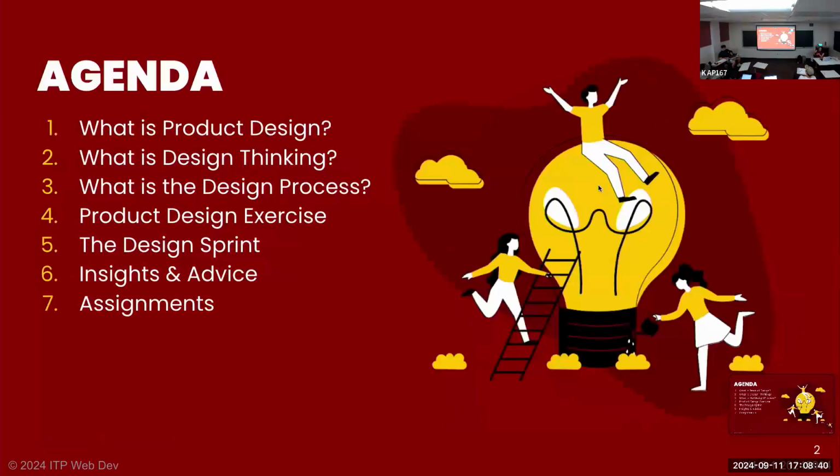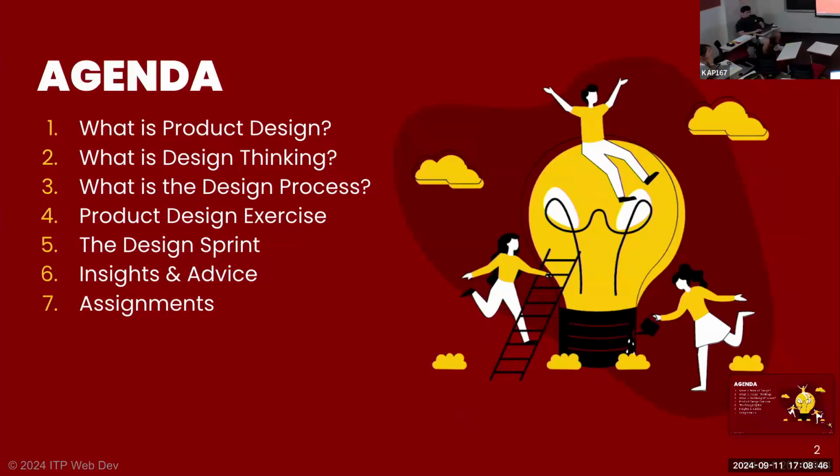So this is today's agenda. We'll cover what product design is, what design thinking is, and the design process. We're going to have an in-class exercise. I'll tell you about the design sprint and how that usually works. I have some insights and advice at the end, and then we'll go through your assignments.